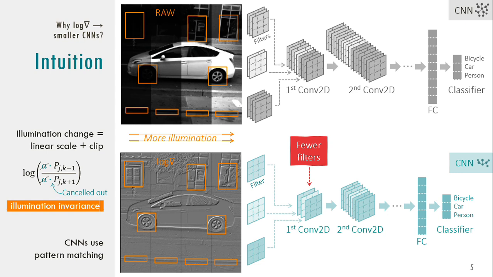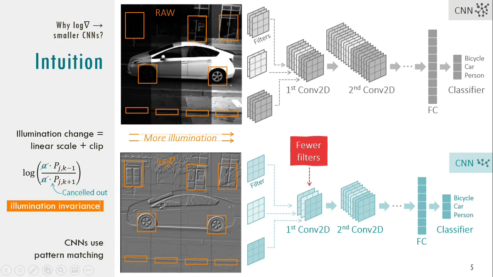One benefit of using log gradients is illumination invariance. For illumination change, we can approximate it as a linear scaling plus clipping. For the linear scaling part, in the log of pixel ratios, if we scale each pixel by the same factor A, it gets canceled out. That's why we have illumination invariance.